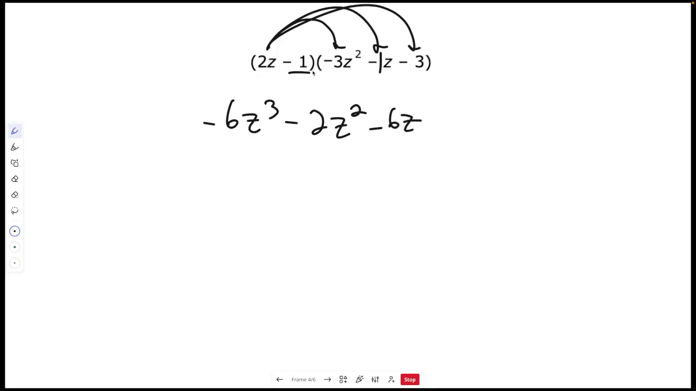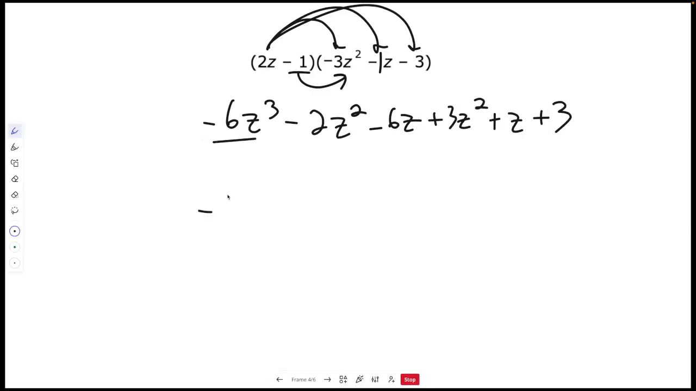And now we repeat the process with the -1. So now we do -1 times each one in parentheses. So that will give us plus 3z squared plus z plus 3. And now we can combine like terms. We should always start with the highest exponent.